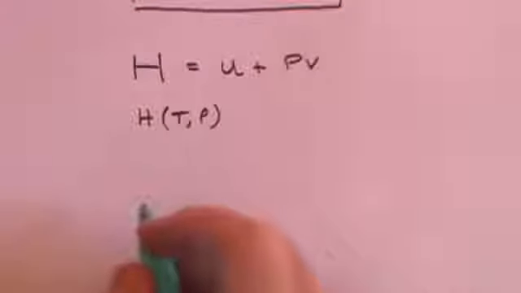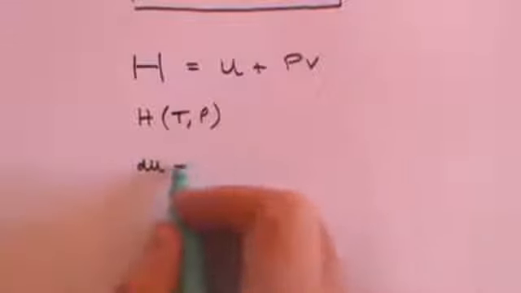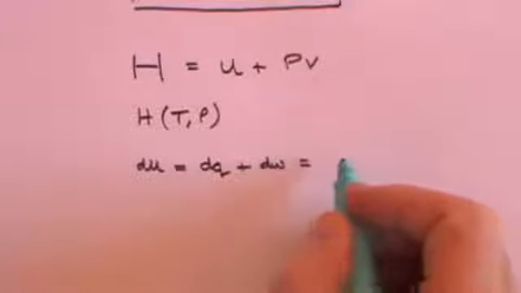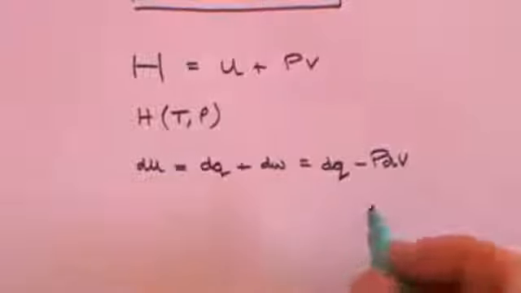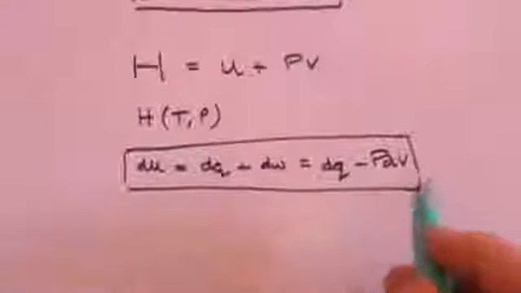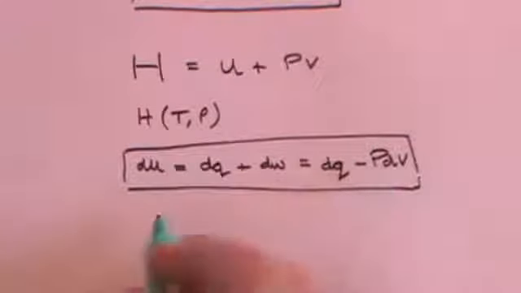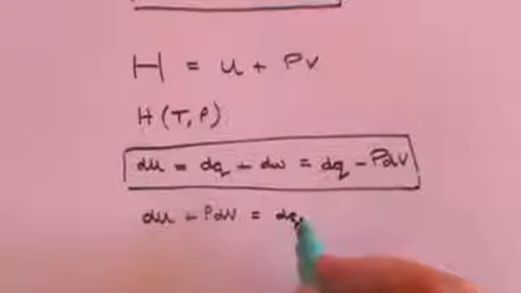Now we're going to use the first law of thermodynamics, which we showed was dU is dQ plus dW, which is the same as dQ minus PdV. We've derived that before. I'll put a square around it to remind you. We've seen that earlier in the video. And if you rearrange this, you find that dU plus PdV equals dQ.